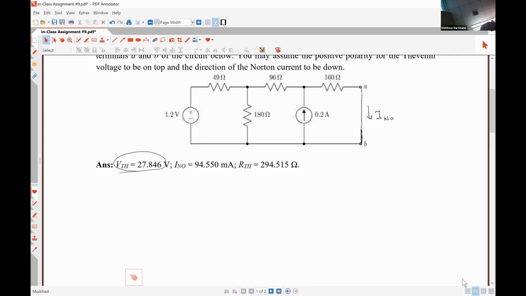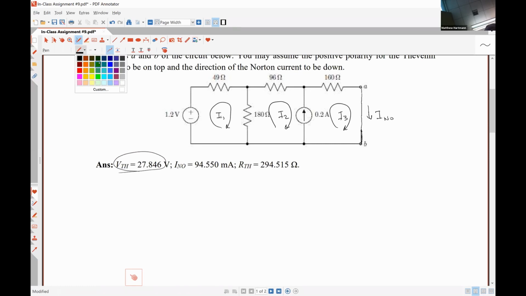So how would you guys suggest I determine what my Norton current is? Mesh analysis. Seems perfectly reasonable. So I'm going to have mesh current I1, a mesh current I2, and a mesh current I3. So I have a super mesh that I have to pay attention to because there is a current source in the middle of the circuit. So I'm going to first write down my current relationship equation.